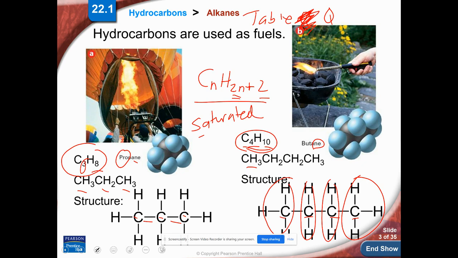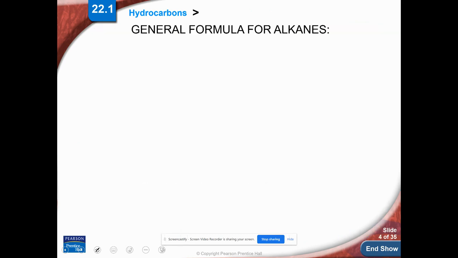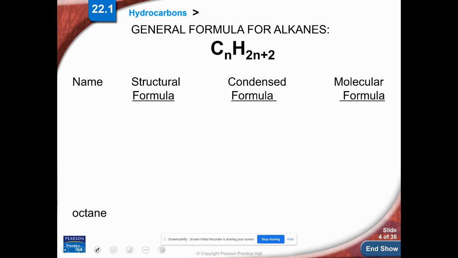Single bonds, saturated. Look at how full of hydrogens they are. So we have this general formula, CnH2n+2, right? So we have our name, octane. What does that tell you? It tells me that there are 8 carbons connected by single bonds. Nonane tells me there are 9 carbons connected by single bonds.